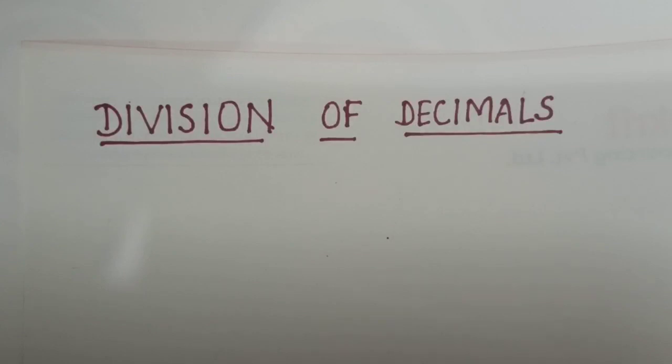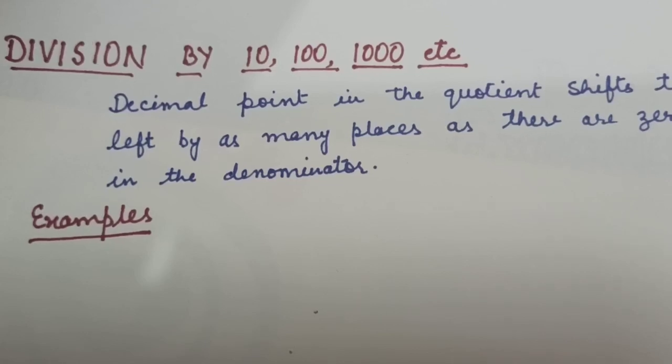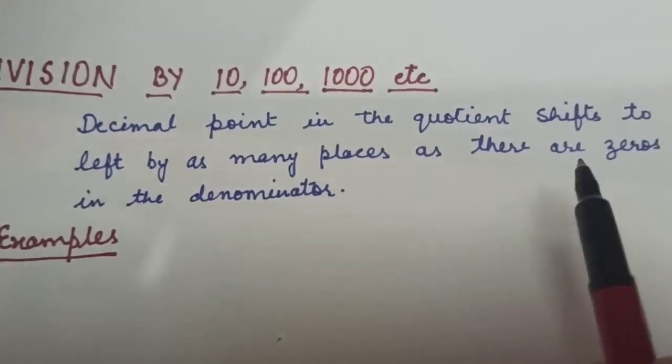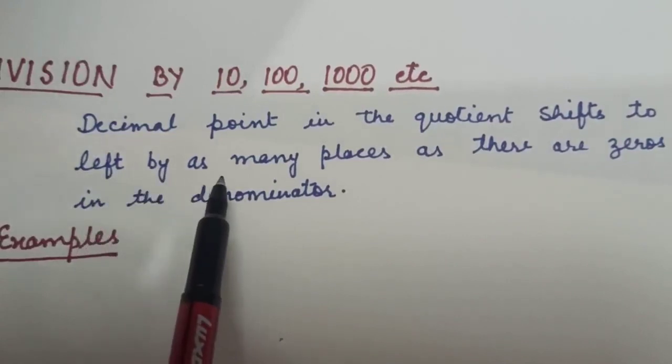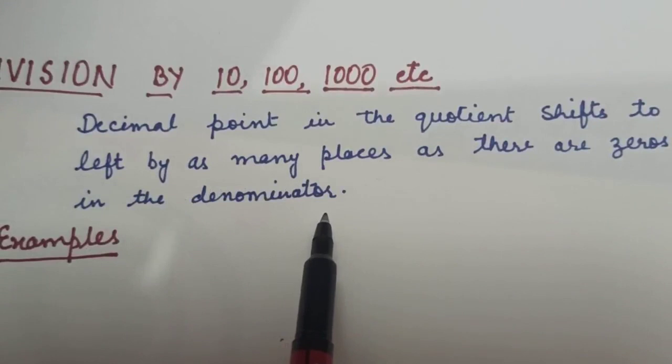Let us continue with chapter decimals. Today we will understand division of decimals. First we have division of a decimal by 10, 100, 1000, etc. When a decimal number is divided by 10, 100, 1000, then the decimal point in the quotient shifts to the left by as many places as there are zeros in the denominator.